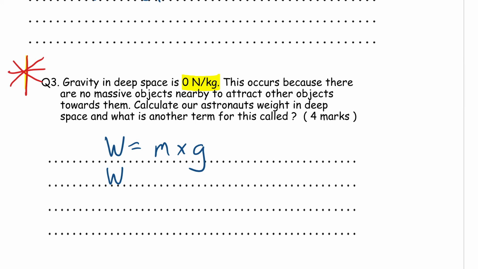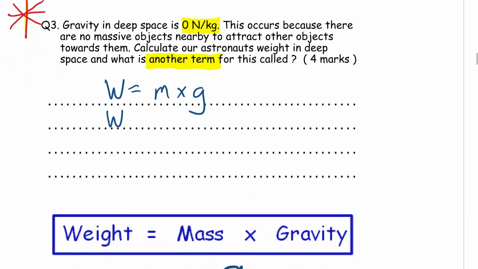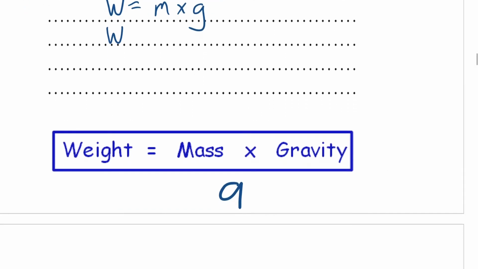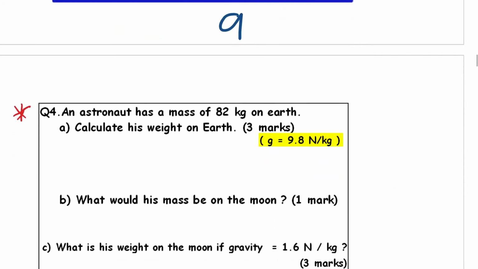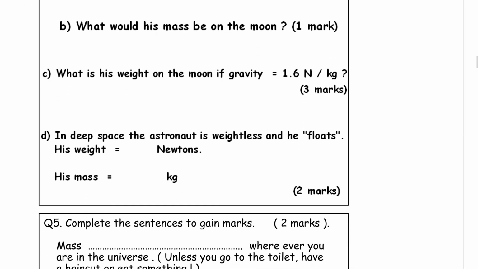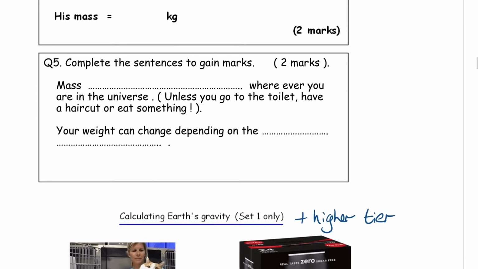And what is another term for this called? Well, I'll show you workings, but the weight should work out to be 0 newtons. And another term is weightlessness, or you might hear the term zero gravity, but weightlessness is what is used when you have an object or an astronaut in space with 0 gravity. Question 4, you should be able to do that. Yeah, I'll leave that for you to do. And similarly for question 5.